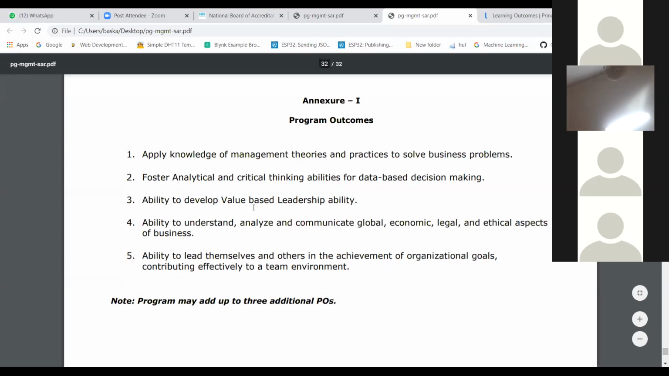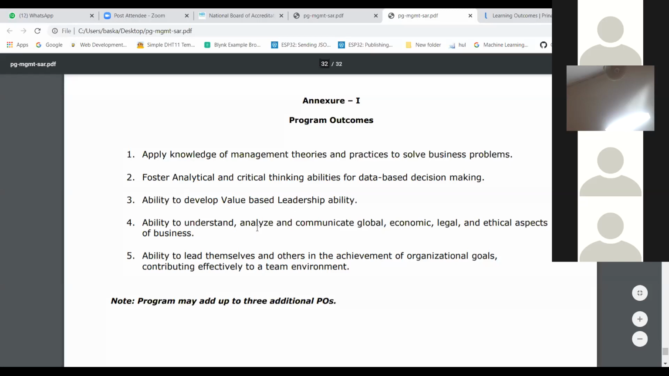Ability to develop value-based leadership ability. Leadership qualities actually. Value, this is actually related to the attitude domain. This is not knowledge. It is completely the behavior of our graduates. The ability to develop value-based leadership abilities. First 2 are knowledge. Third one is for attitude.